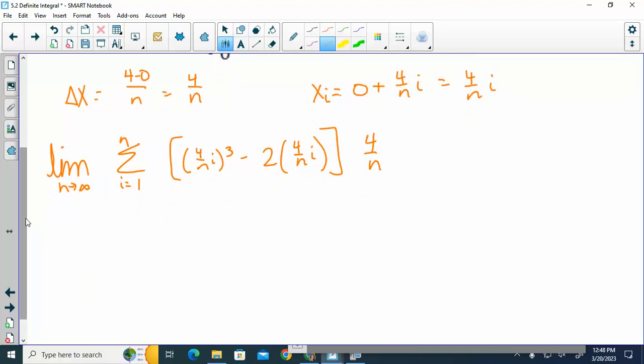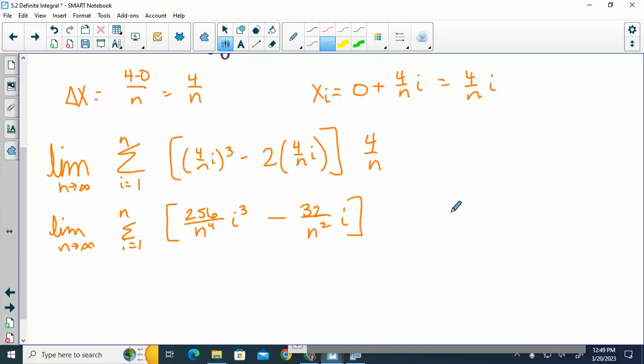All right, so this is what we were doing before. So we know we need to multiply this out and simplify it as much as possible. All right, so 4 cubed is 64. Can I distribute this 4 over n at the same time? So that would give me 256 over n to the 4th i cubed minus 32 over n squared i.